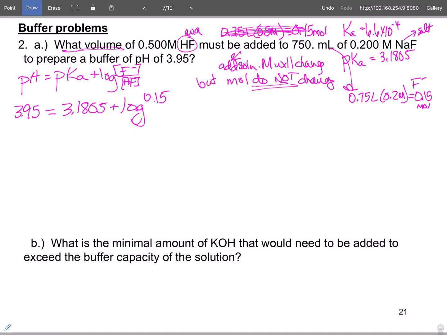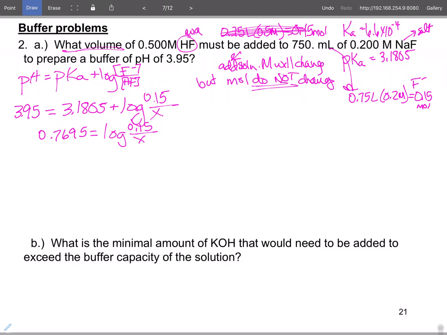When you're working these problems, it is really easy to get mixed up, so just make sure you know what it is you're dealing with. And so we're looking for the HF, so it gets an X. Okay, so we're going to do the math. We'll subtract from both sides and get 0.7695 is equal to the log of 0.15 divided by X.